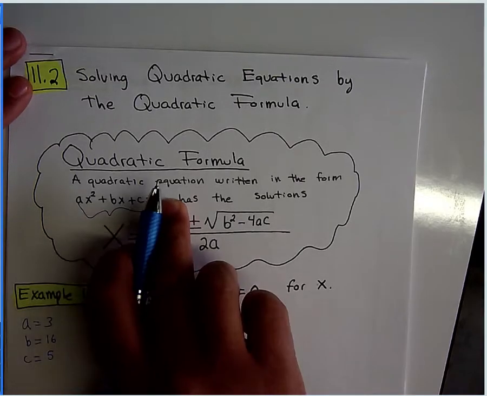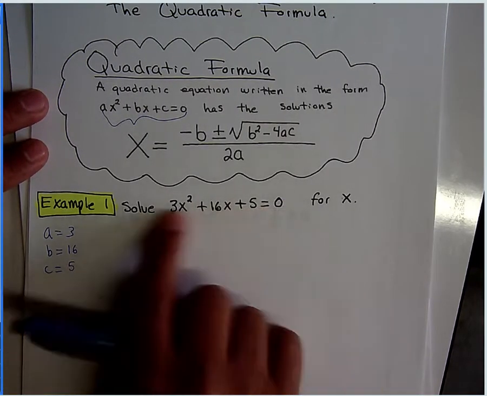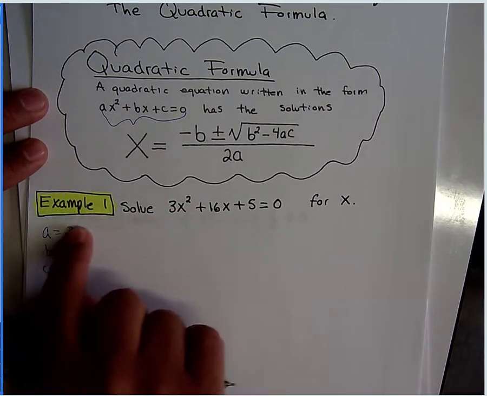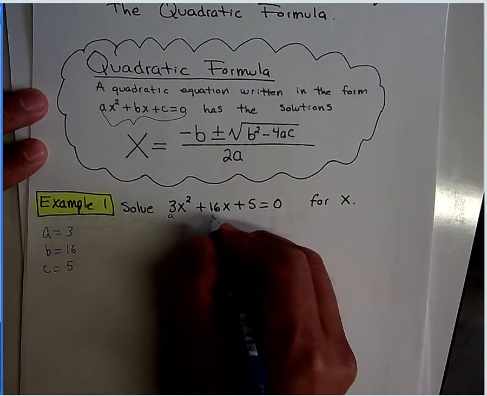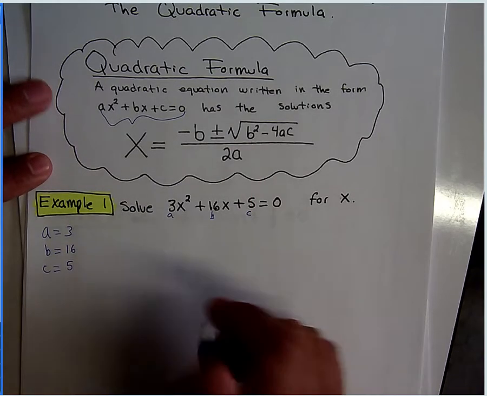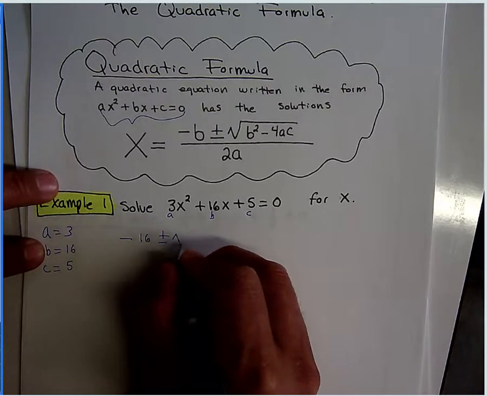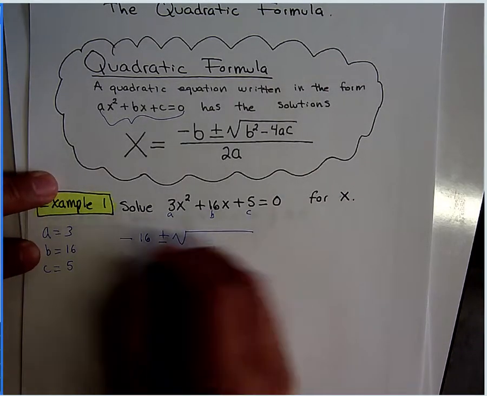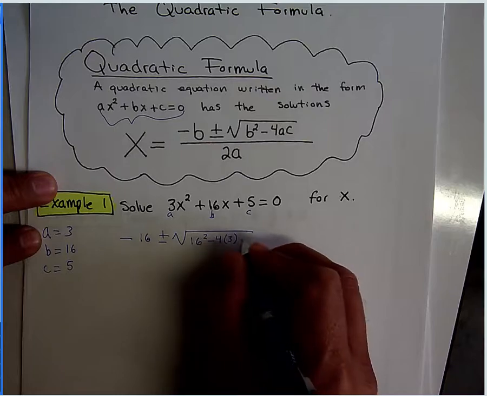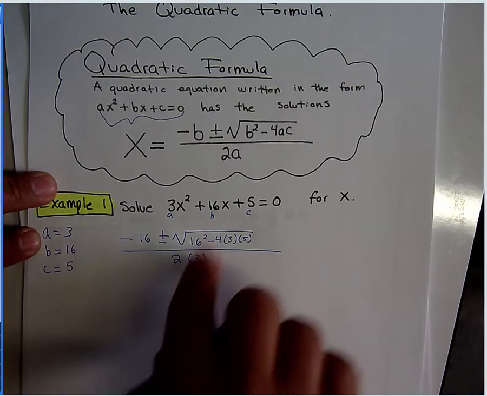Because if you have that C over here, you need to bring it over to this side. So that's one thing you need to take into account. Everything needs to be on one side and then the 0 on the other. And then you identify the A, the B, and the C. You put them here, and then you substitute into the formula. So negative 16 plus minus the square root of b squared, 16 squared, minus 4 times 3 times 5, over 2 times 3. So that's the A.